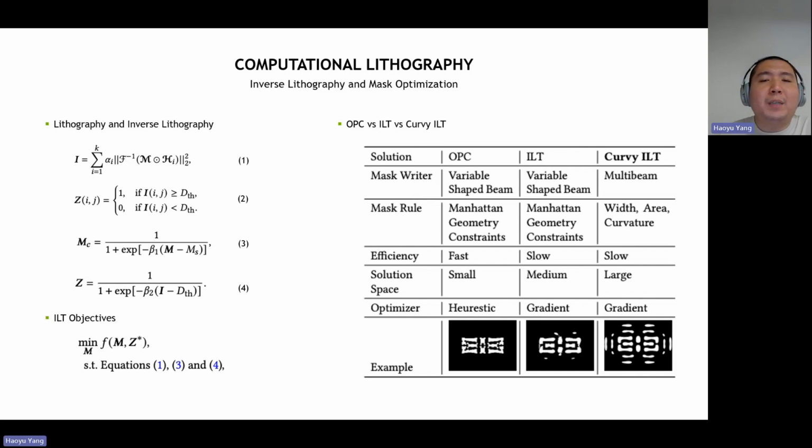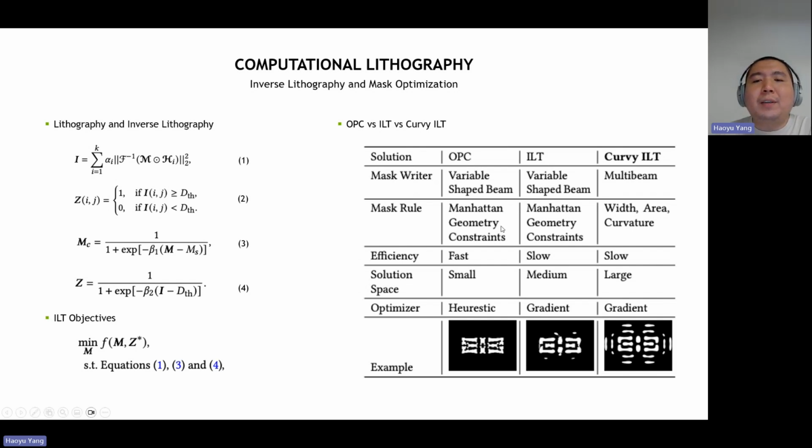Inverse lithography is part of the mask optimization story, and in the literature currently there are two main streams of mask optimization methodology, which include OPC and ILT. OPC itself is a heuristic methodology that tries to move the shape edges inward and outward to compensate the distortion in the lithography system. And ILT leverages the gradients directly from some kind of loss function and optimizes the design in a pixel-based manner.